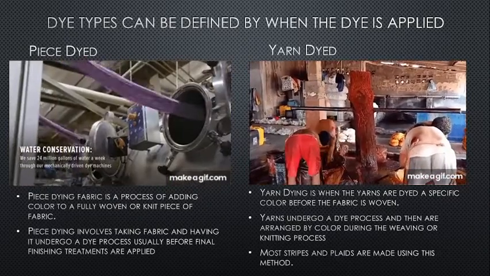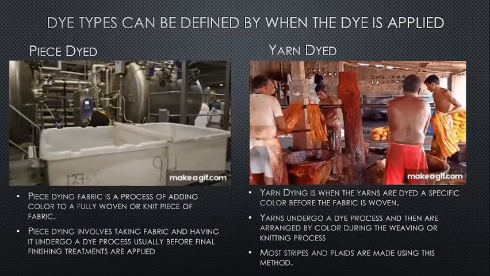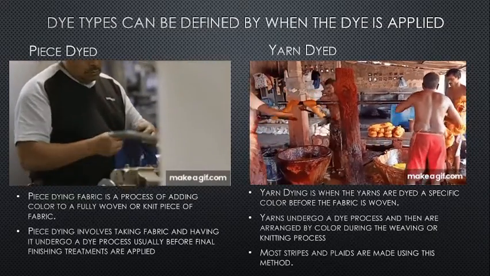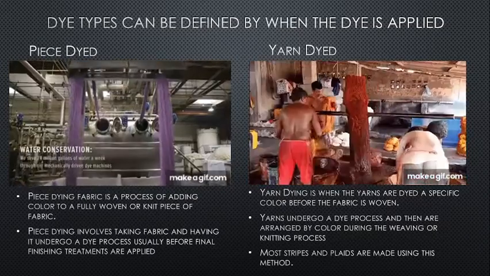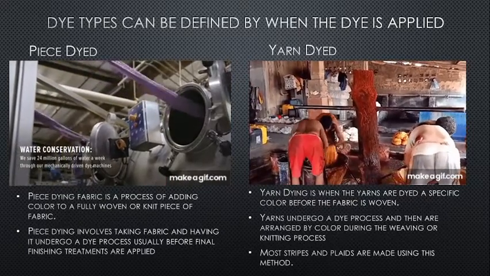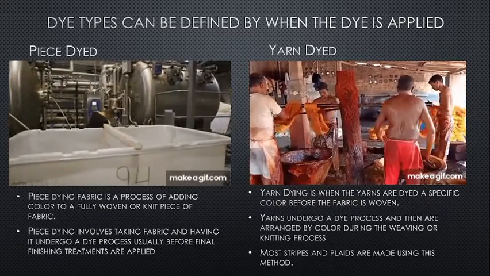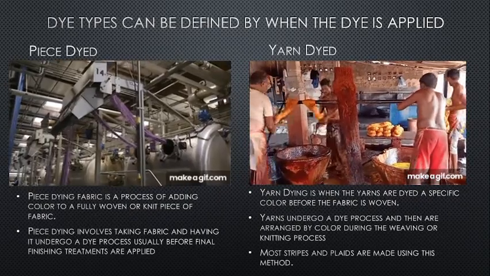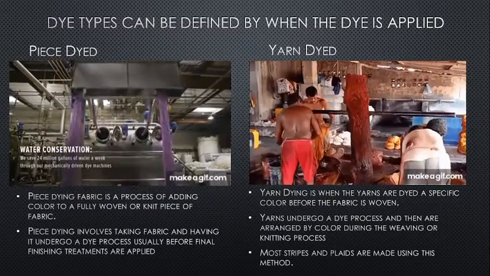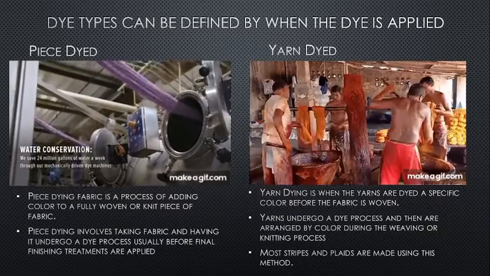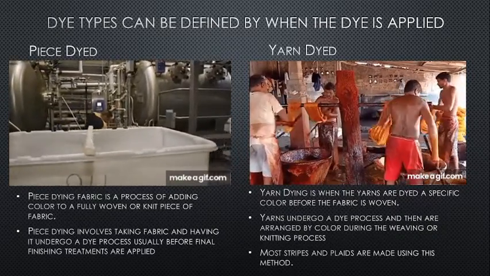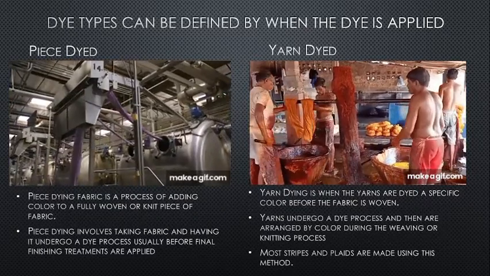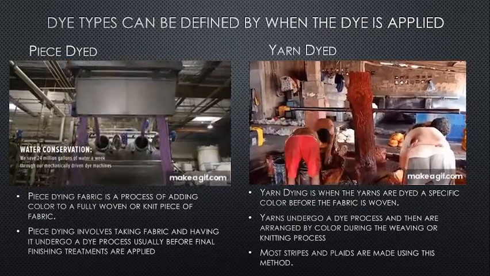For instance, piece-dyed fabric is fabric that has been knit or woven and then went through a process of adding dye. Piece dyeing fabric involves taking fabric and having it undergo a dye process, usually before the final finishing treatments are applied. In the GIF on the left, we can see pre-woven sheets of fabric going through a dye process.